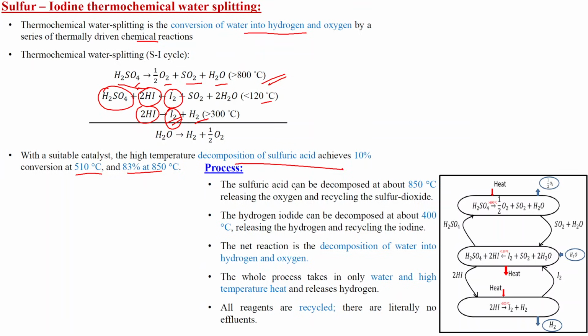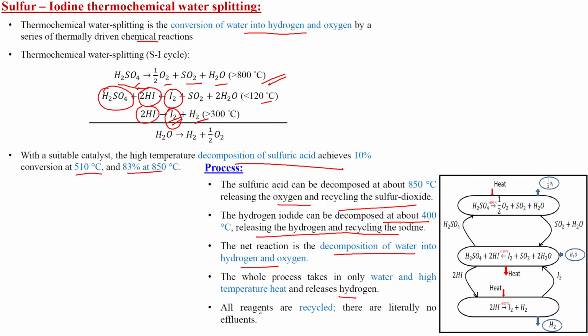So the process is basically the sulfuric acid decomposed, releasing the oxygen and recycling the sulfur dioxide. The hydrogen iodide can be decomposed at about 400 degrees C, releasing hydrogen and recycling the iodine. And the net reaction is the decomposition of water into hydrogen and oxygen. The whole process takes place in only water and high temperature heat and releases hydrogen.